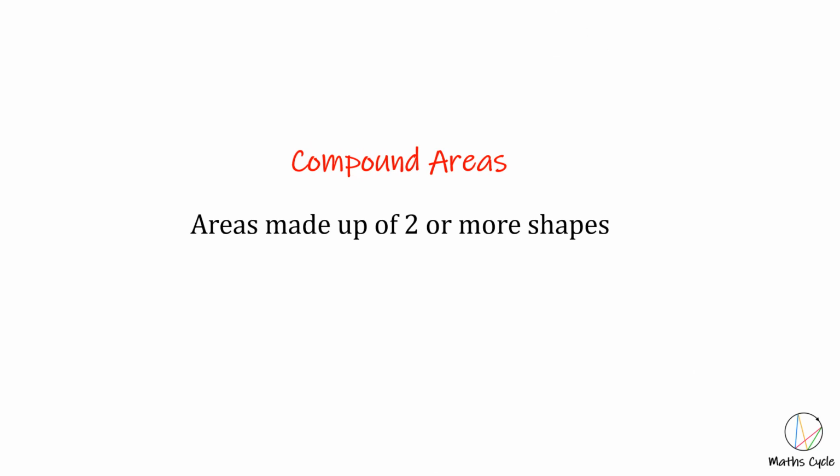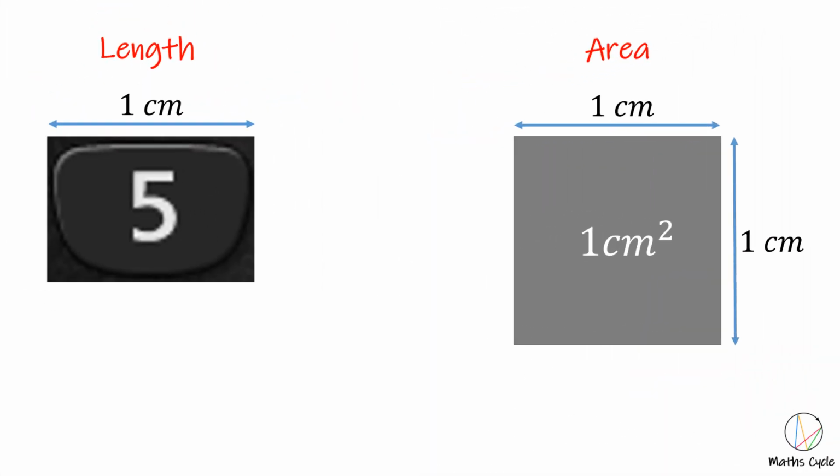Compound areas. Areas made up of two or more shapes. In this video, we will focus on compound areas made from rectangles. When looking at shape, one thing that we can measure is length.